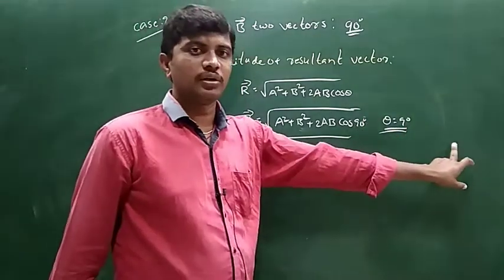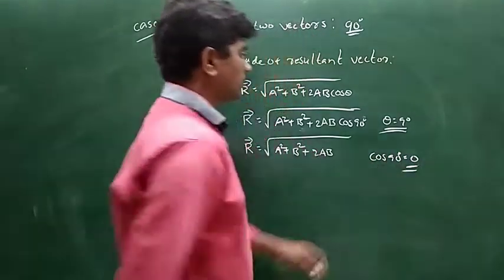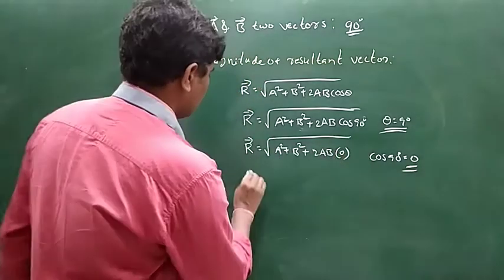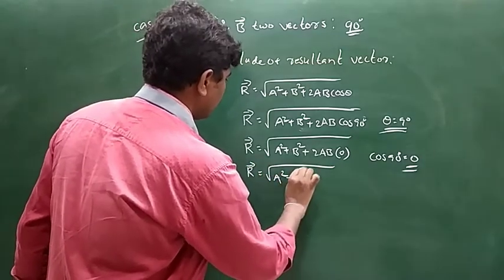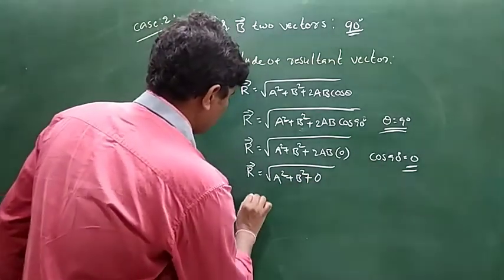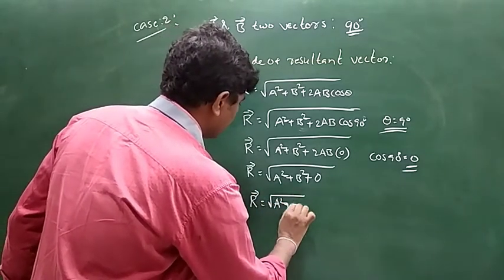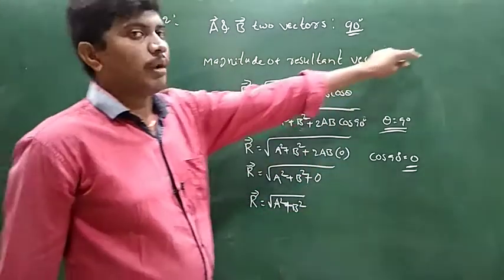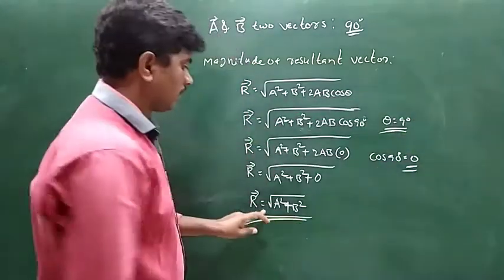Cos 90 degrees is equal to 0. Substituting cos 90 degrees equal to 0, we get 2 into ab into 0, so r bar equal to under root of a square plus b square plus 2ab into 0, which is 0. Therefore, r bar equal to under root of a square plus b square. This is the magnitude of the resultant of two vectors perpendicular to each other.